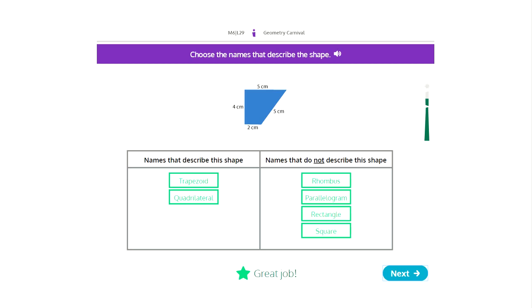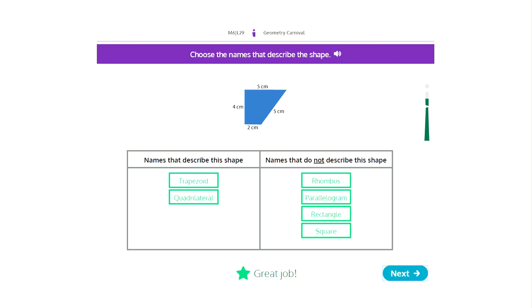So let's talk about it for a second. How could this be a trapezoid? Well, it's a trapezoid because it has at least 1 pair of parallel sides. If you're looking closely at the top 5 centimeter line and the bottom 2 centimeter line, those are definitely parallel. And it could be a quadrilateral because it has how many sides? That's right, 4. And they are all straight sides. No curves involved.